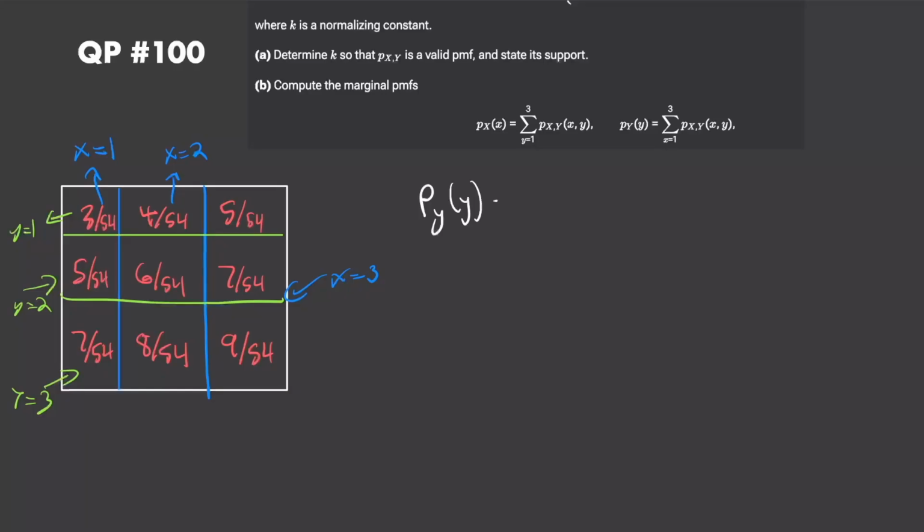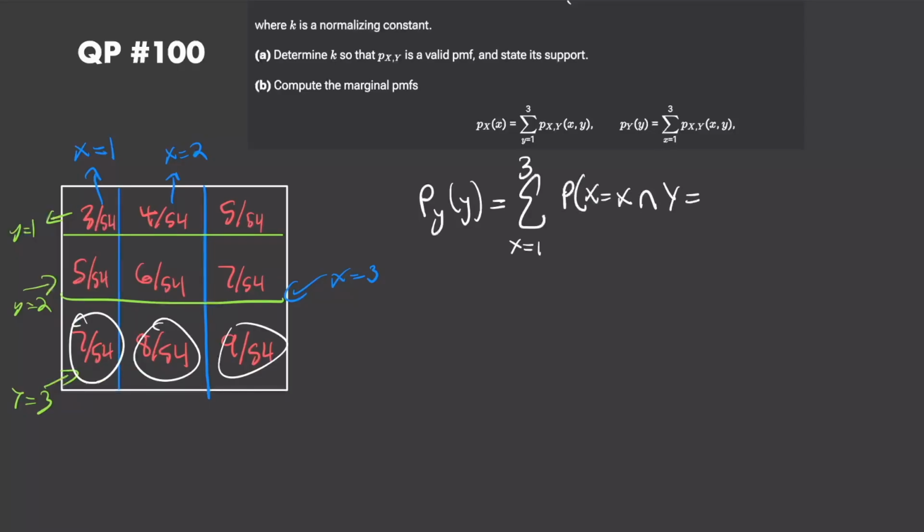So law of total probability, we know that the probability that y is equal to some fixed y is just going to be the sum over all possible values that x can take, right, these here, of the probability that x is equal to that value intersection with y equal to that fixed value. So if we're trying to find the probability that y is equal to 3, well, we just take the probability that y is equal to 3 and x is equal to 1 at the same time, and we add the probability that y is equal to 3 and x is equal to 2 at the same time, and then we add on the probability that y is equal to 3 and x is equal to 3 at the same time, right? That's just basic law of total probability.